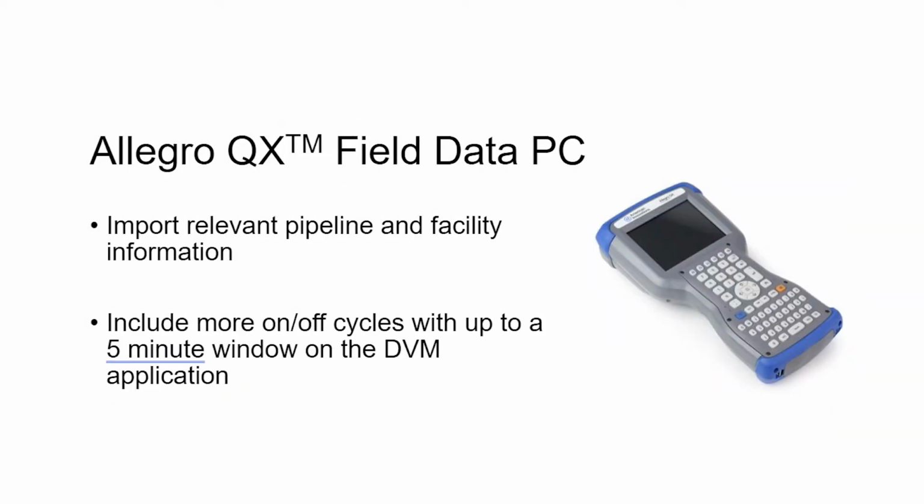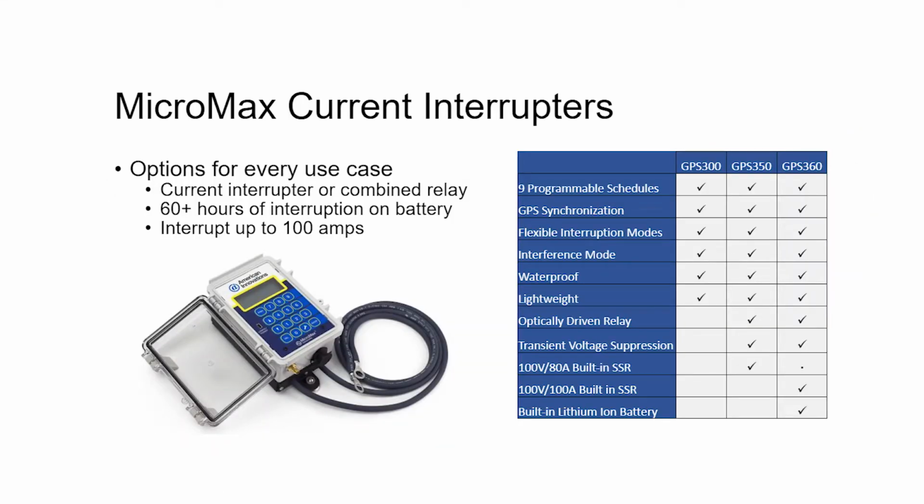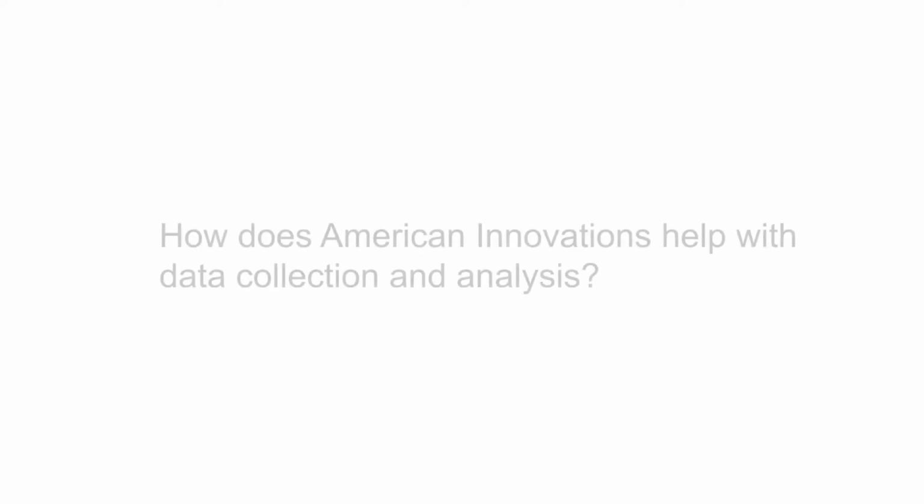So American Innovations offers a lot of testing tools that you can use and equipment to test for interference and influence. We have our Allegro QX Field Data PC to actually gather your data in the field. And we also have our interrupters. We have the Micromax current interrupter line for portable interruption and our Bullhorn remote monitors for remote interruption and monitoring of your test pipeline.